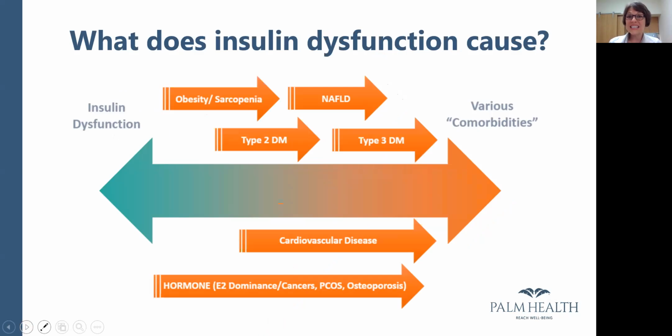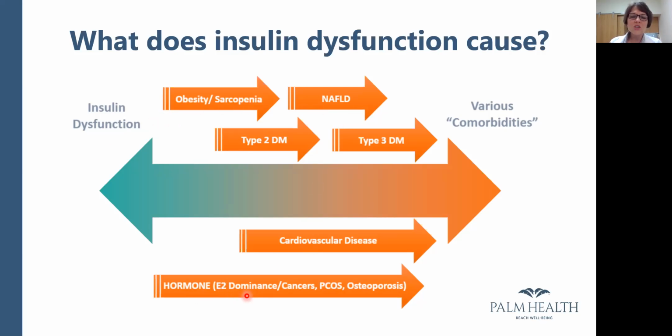So what does insulin dysfunction cause? So remember, we've got that belly fat and we've got the inflammation, and it's not just sitting there, it's causing mayhem. It's setting us up for all kinds of medical problems, for obesity, for sarcopenia, a loss of muscle mass, fatty liver disease, diabetes, cardiovascular disease, stroke and heart attack are a result of insulin dysfunction. Also, hormone imbalance is a result of insulin dysfunction.